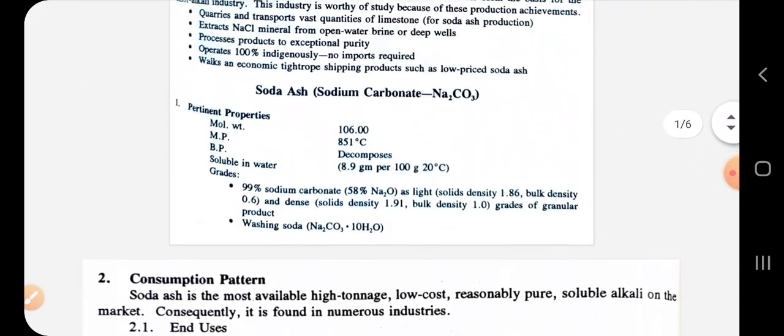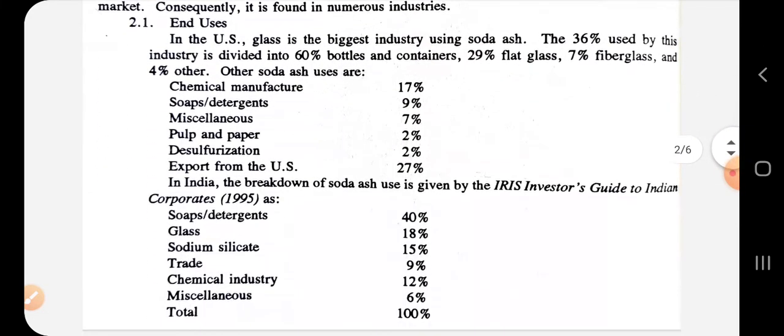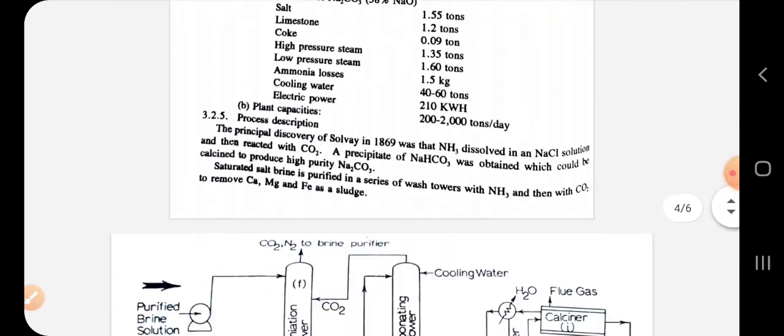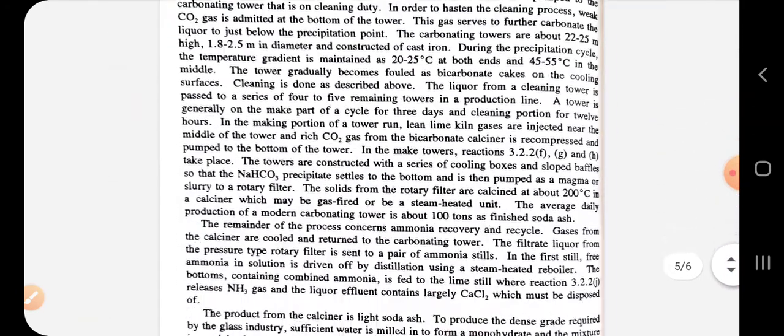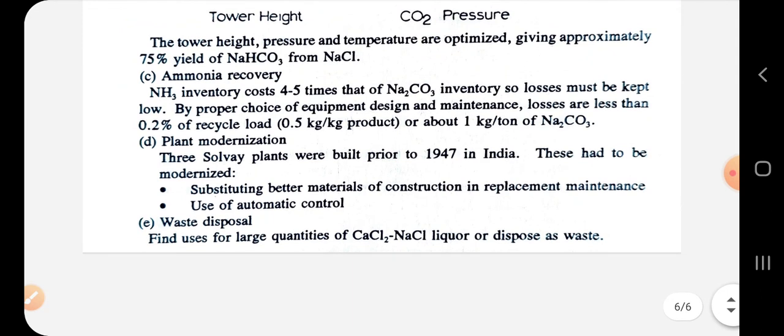This was soda ash by the Solvay process, its manufacturing process flow diagram and engineering problems.